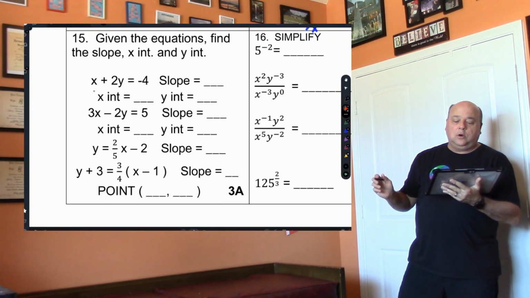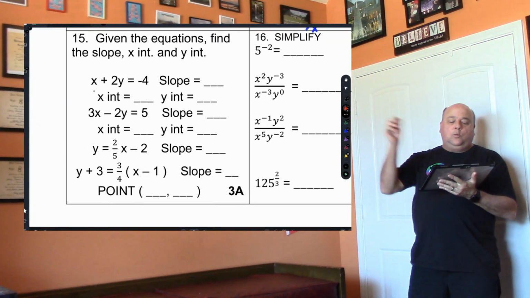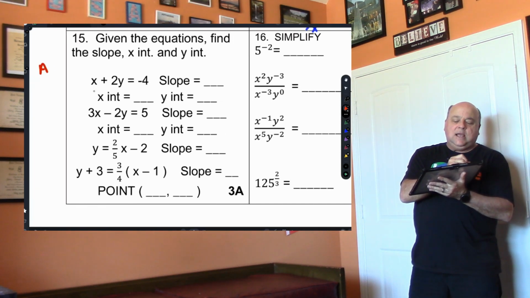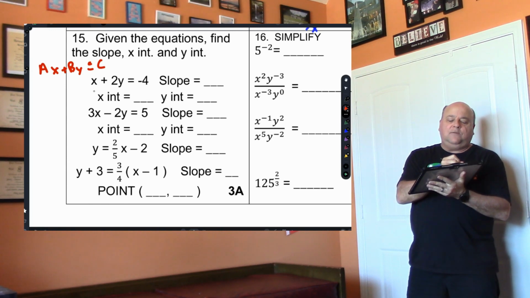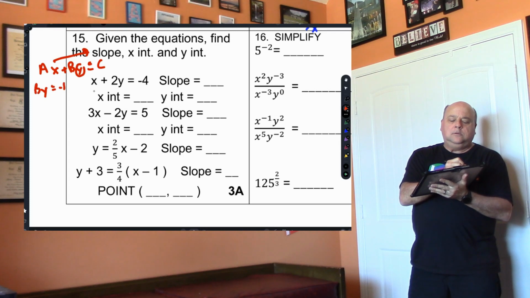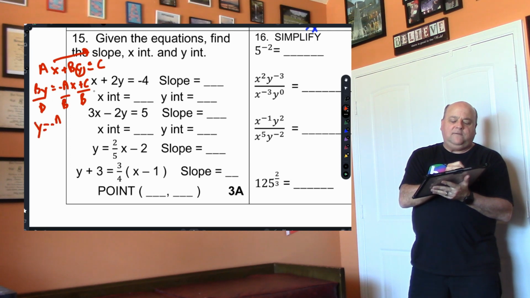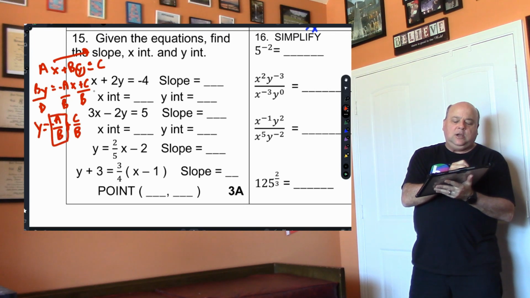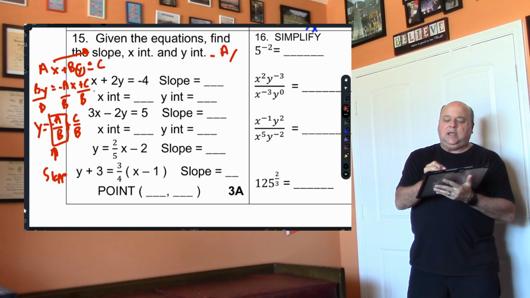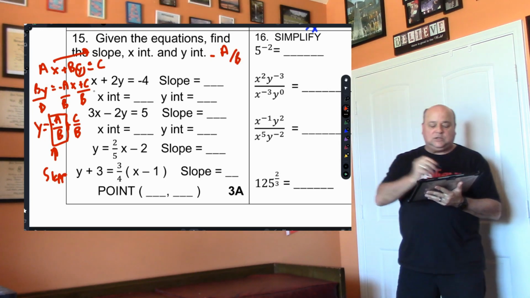So now we're on number 15. Remember, you cannot forget this: AX plus BY equals C. If we were to solve this for Y, the AX would go over, and then you would divide by B. You would get Y equals negative A over B, plus C over B. This right here is your slope. So your slope is negative A over B. You can't forget that.